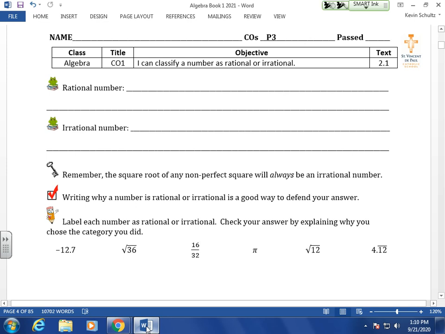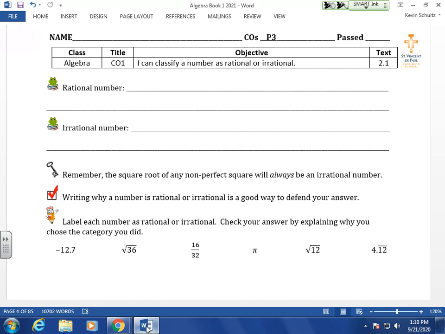Hello and good day. In Algebra, we'll be covering CO1, our first objective of the year, classifying a number as rational or irrational. When we went through the binder sheet symbols, the wise old owl represented some sort of term or definition that we needed to define. We're going to start with the rational and irrational numbers.